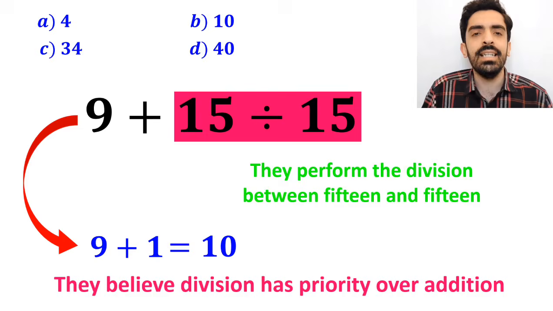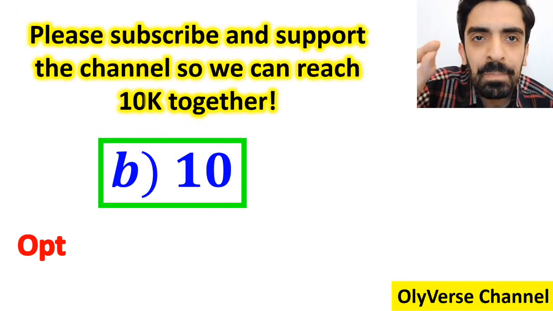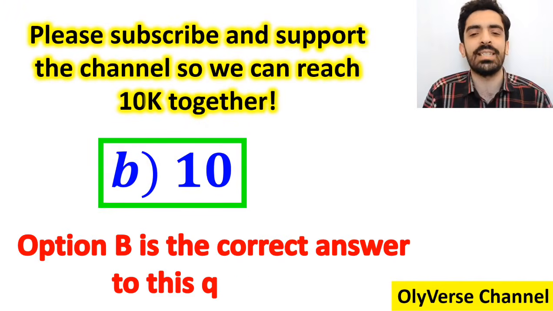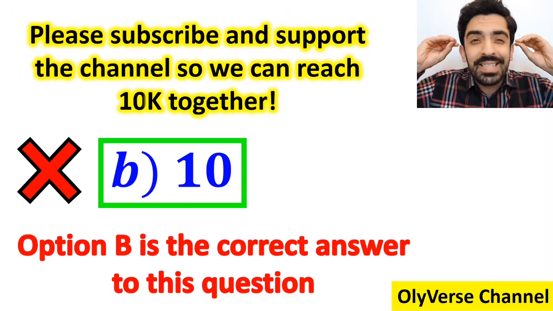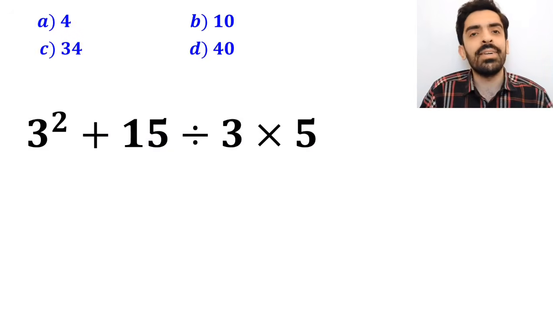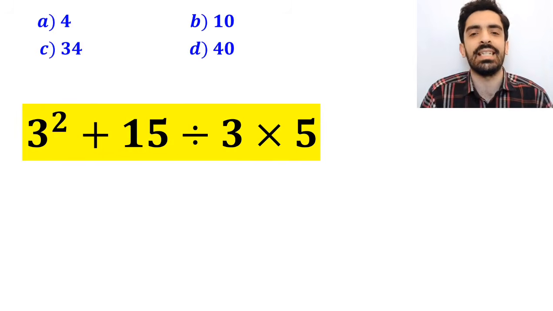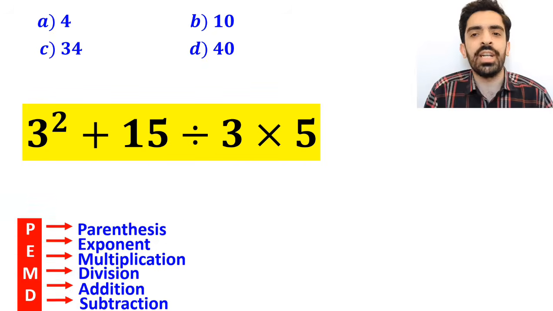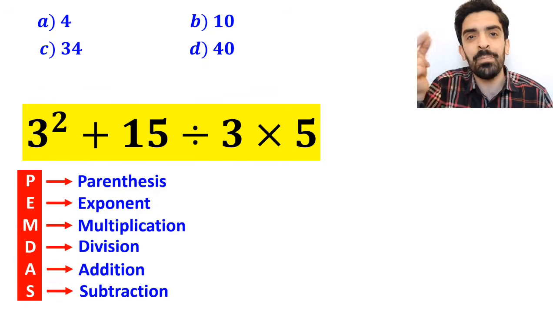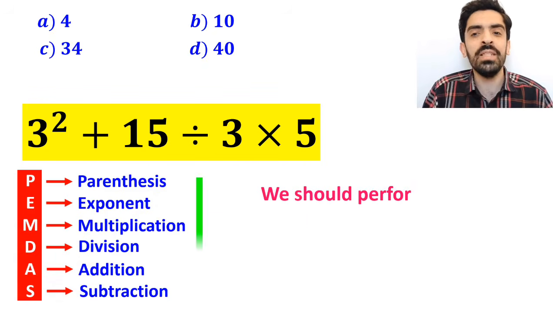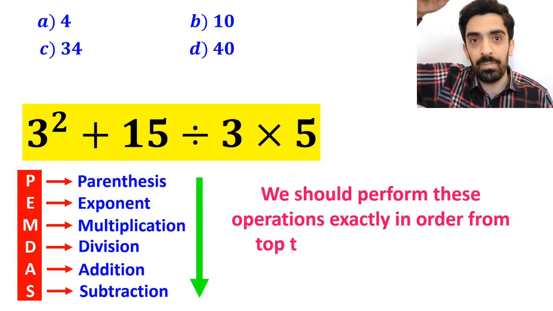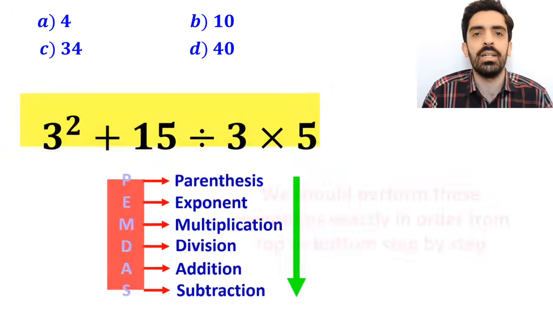And immediately, they conclude that option B is the correct answer to this question. However, this answer is absolutely wrong. Alright, now let me walk you through step by step how to solve this expression correctly. To solve this question, we must follow the PEMDAS rule step by step. We should perform these operations exactly in order from top to bottom step by step.